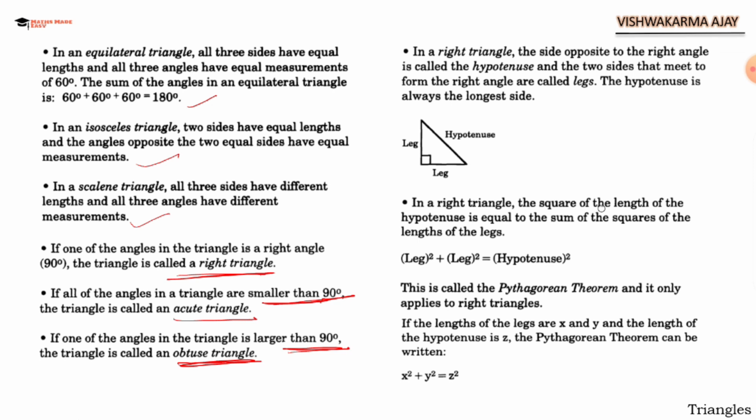In a right angle triangle, the square of the length of the hypotenuse is equal to the sum of the squares of the lengths of the legs. It's basically the Pythagorean theorem. Legs means the other sides. This Pythagoras theorem is only applicable in a right angle triangle. None of the other triangles satisfy the Pythagoras theorem, only the right angle triangle. If the lengths of the legs are x and y and the length of the hypotenuse is z, the Pythagoras theorem can be written as x square plus y square is equal to z square.